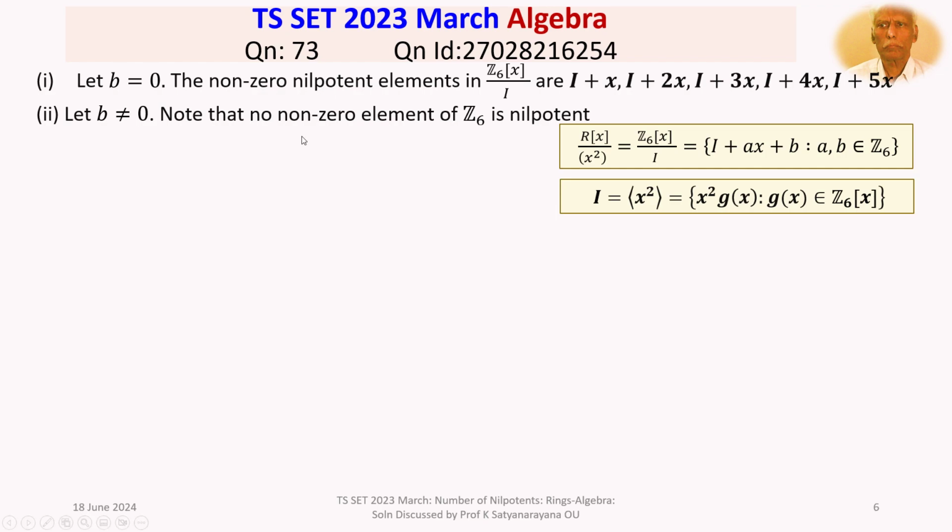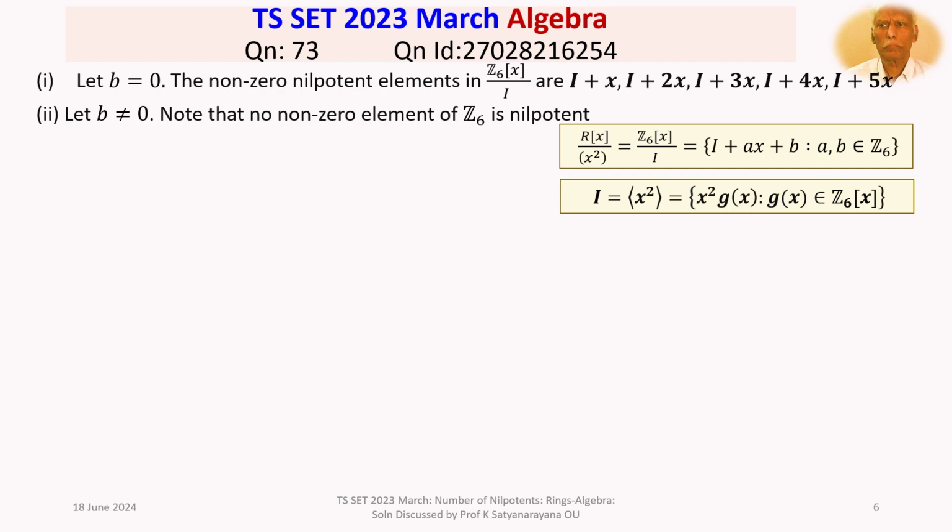Now, is it nilpotent? So take for example 1. 1 square is 1, and 1 to the power of n, for any n, will not give you 0. Therefore 1 is not nilpotent. You take 2, which is non-zero. 2 square is 4, non-zero. 2 cube is 8 modulo 6, which is 2. So any power n of 2 will give you either 2 or 4 and will not give you 0.